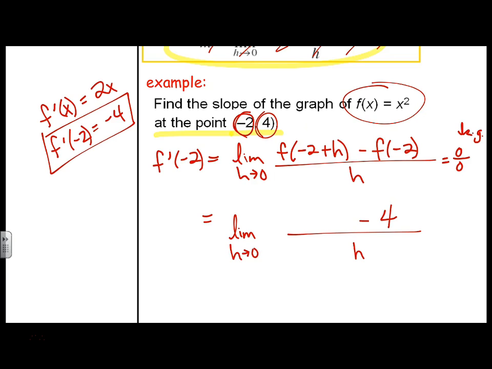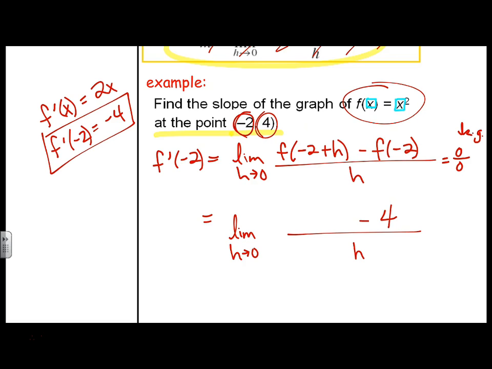Who else do I need to figure out? Who's missing in my formula? Do you guys see what I've done so far? I plugged in f of negative 2, which is the y value at negative 2. I stole from the point. I rewrote the h, rewrote the limit as h approaches 0. What's supposed to go in this spot? Who's that? x squared.